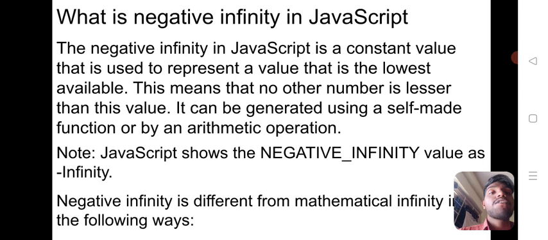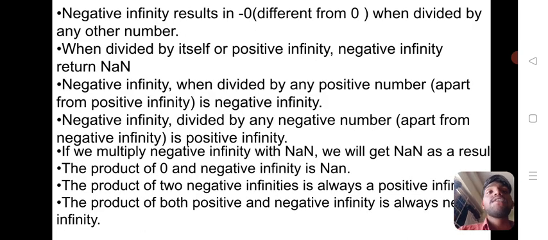Note: JavaScript shows the negative infinity value as -Infinity. Negative infinity is different from mathematical infinity in the following ways. Negative infinity results in -0, different from 0, when divided by any other number. When divided by itself or positive infinity, negative infinity gives NaN.